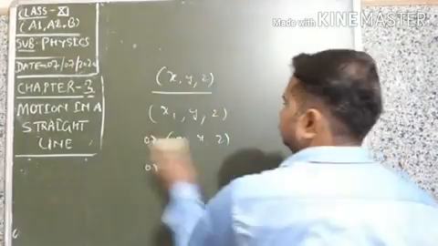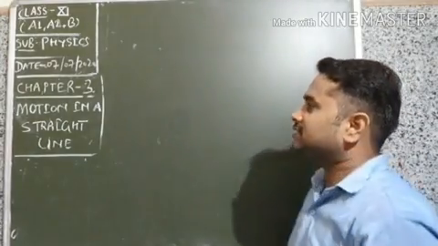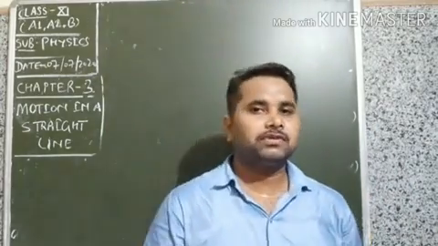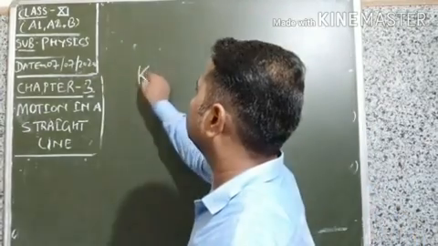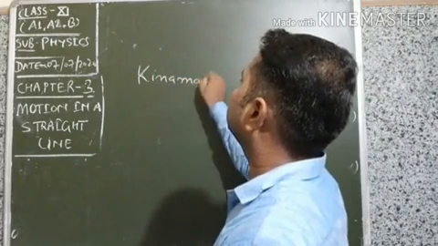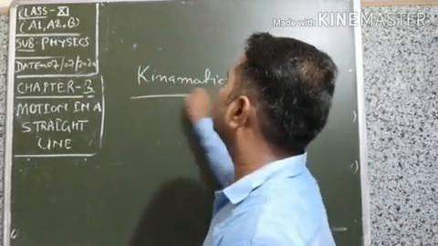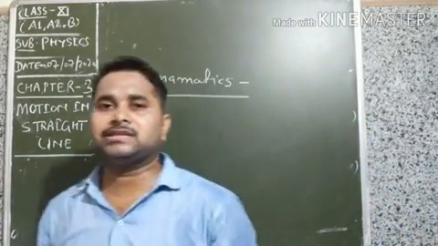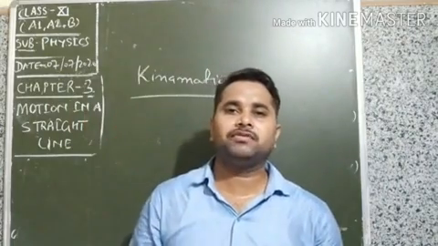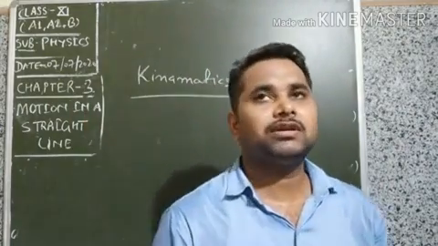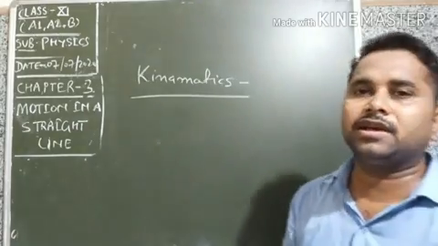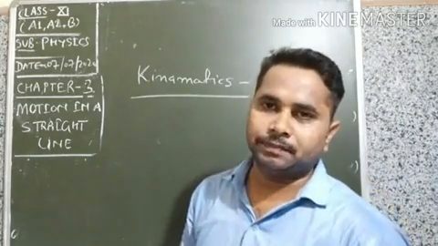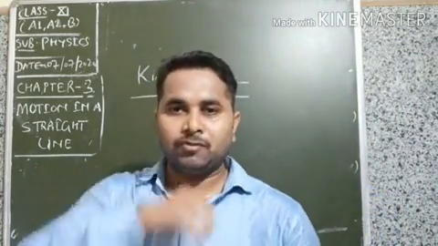So in this chapter we have to discuss kinematics. See the kinematics. What is kinematics? Kinematics is the branch of mechanics, and mechanics is the branch we have discussed in physics. So see here, kinematics is the branch of mechanics in which we deal with the body which is in motion without describing the cause of motion.